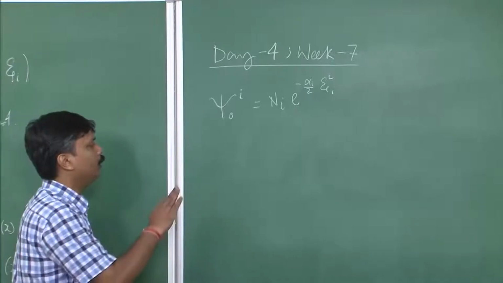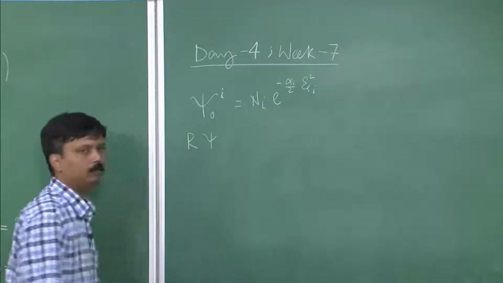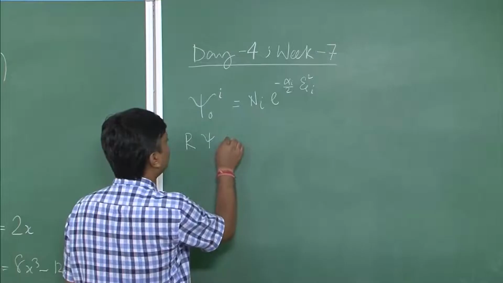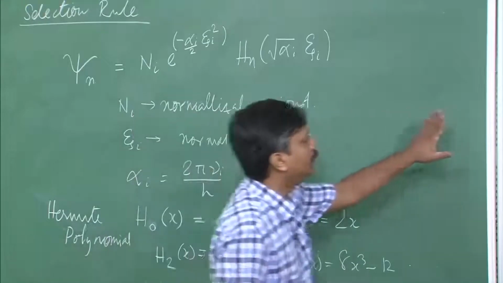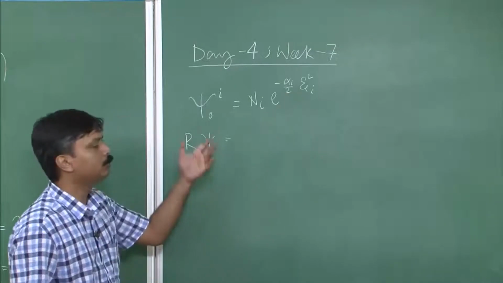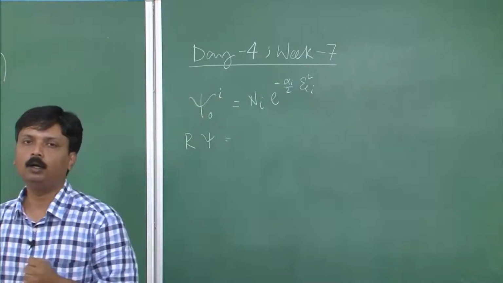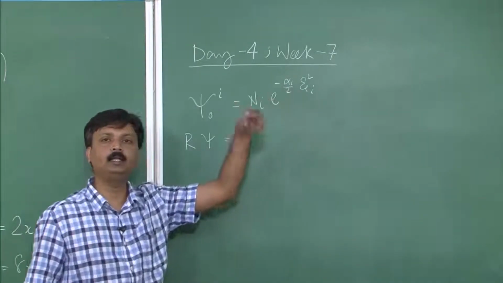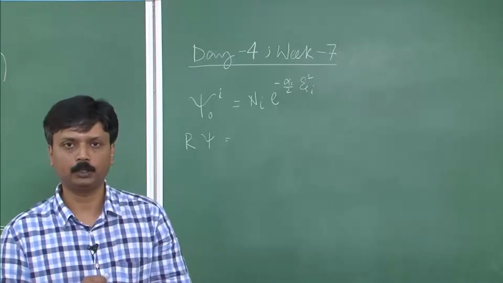So here if I operate R on psi, I will get something out of this, right. So for psi 0 I have a function where suppose this is a function of this coordinate. So the symmetry of this function is governed by this normal coordinate, right. Now how do I get this normal coordinate? I get this normal coordinate by the symmetry adapted linear combination of the atomic motions.